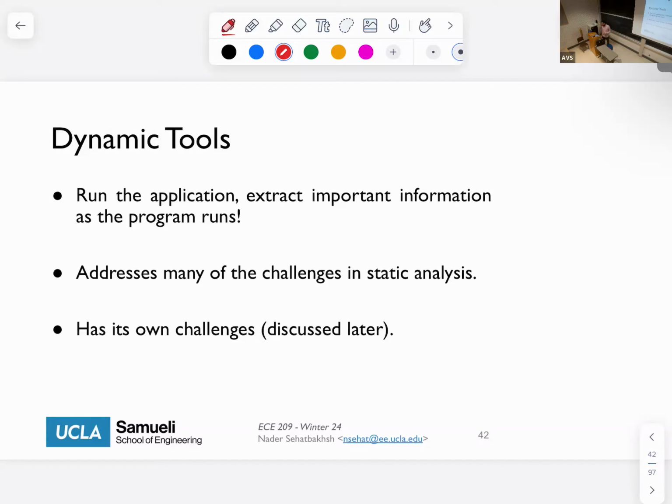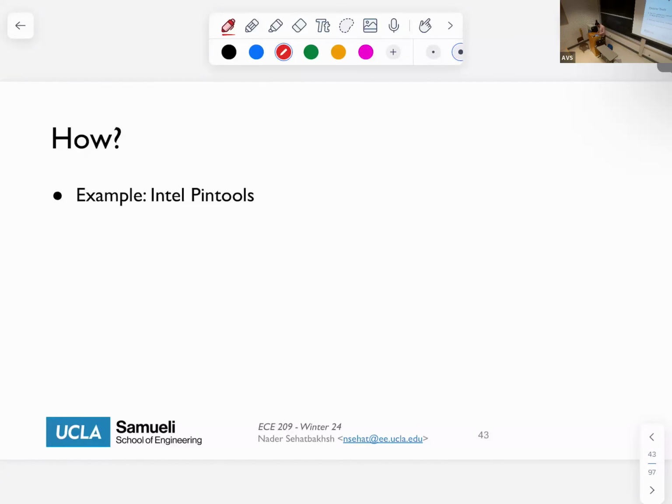But the good thing about the dynamic tool is that it addresses many of the challenges of the static tool, because now you don't need to keep track of every possible path at all times. You just follow the path that is being executed at the current moment with the current input.